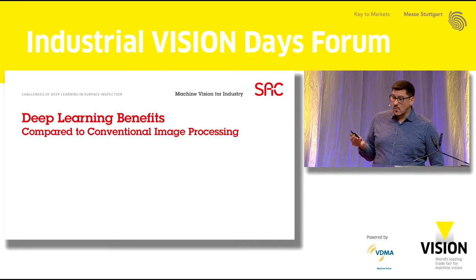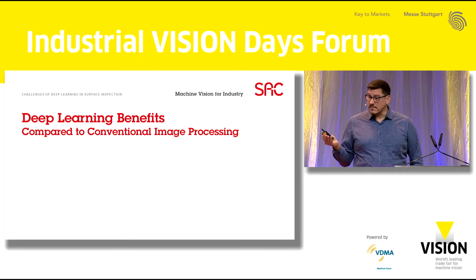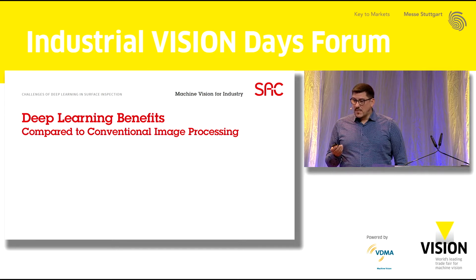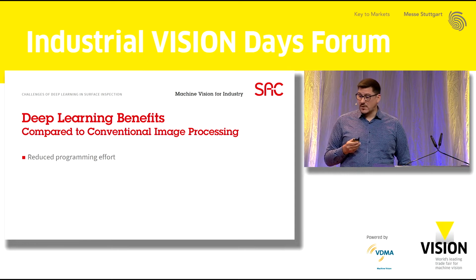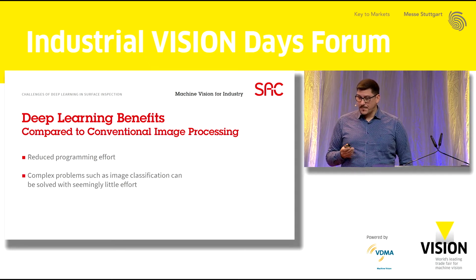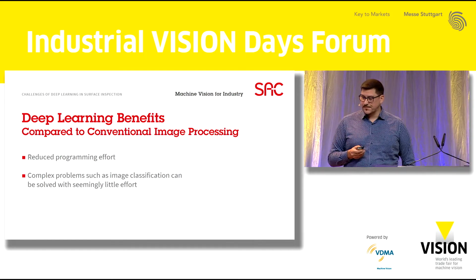Now you may ask, why is there such a hype about deep learning? Wherever you look, artificial intelligence and deep learning are dominant topics of our time, even in machine vision. The main benefits can also be quickly summarized. Less general programming effort, especially when dealing with a large number of different tasks. Complex problems such as image classification can be solved with seemingly little effort.